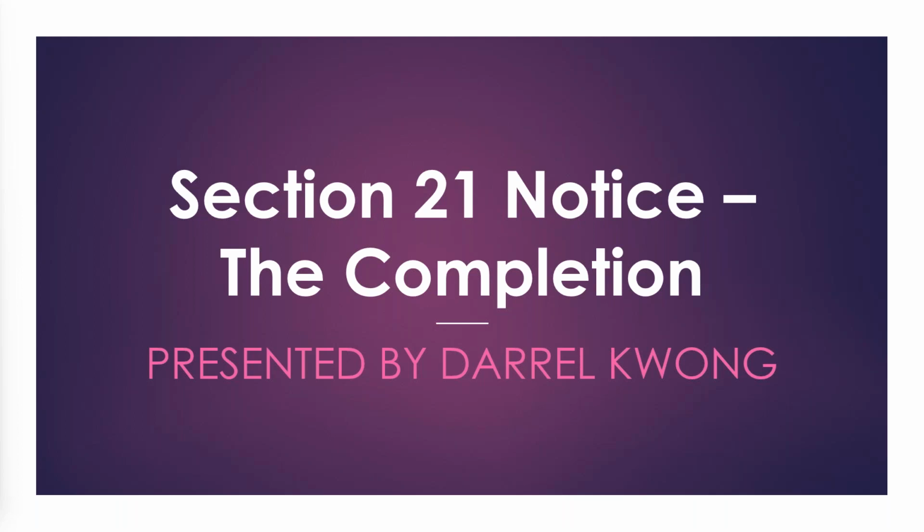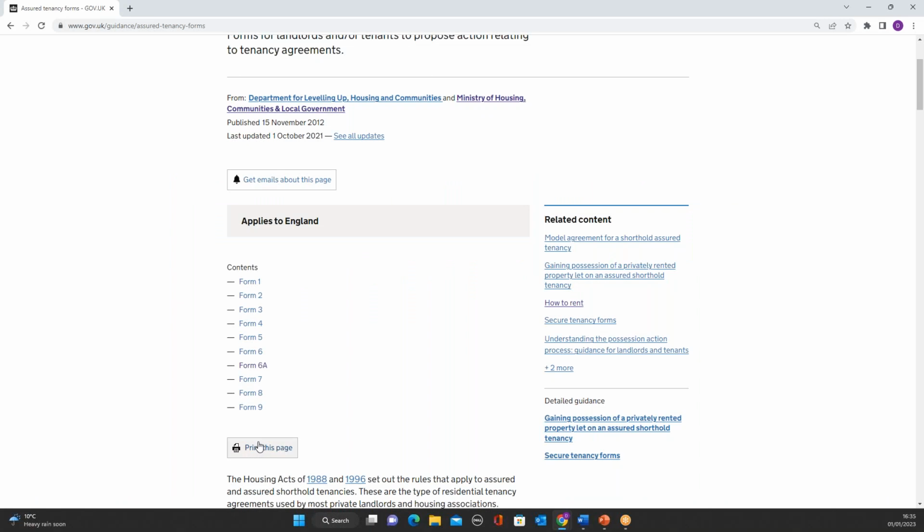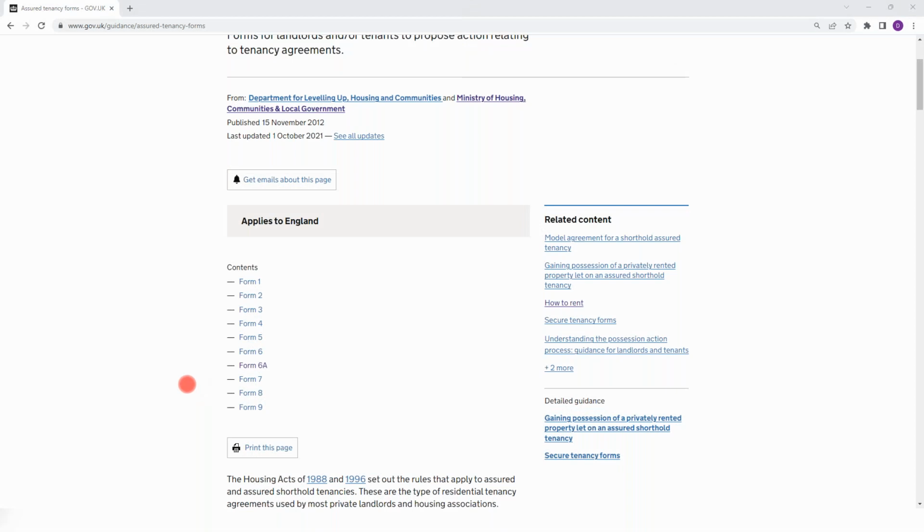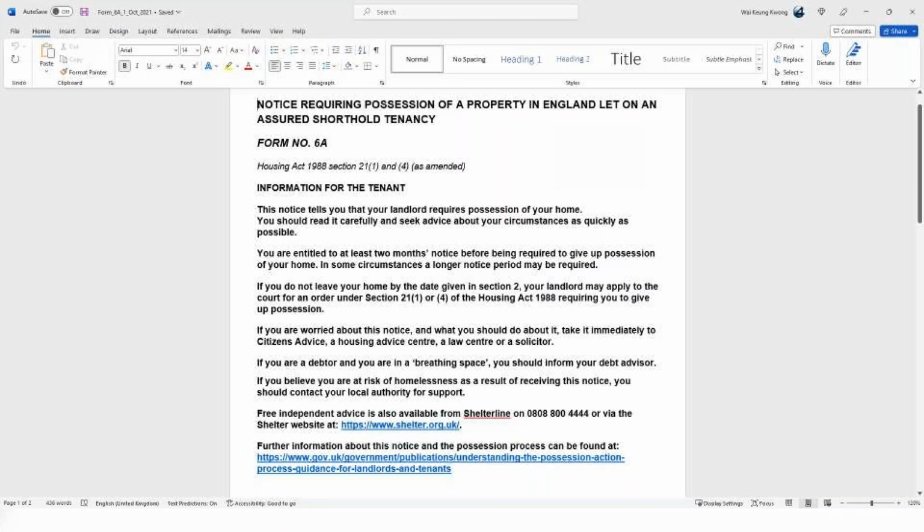The best place to look would be on the government website, which is www.gov.uk. Just type in assured tenancy forms, and hopefully this particular page will pop up. The one that you want to click on is the Form 6A, and that will download a Word version to the download section of your laptop or computer. Hopefully, it should look like this. It's about 2 pages long.